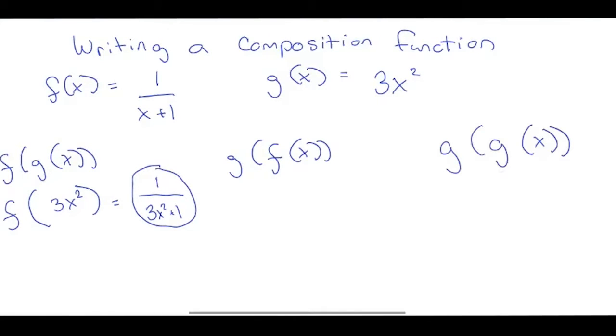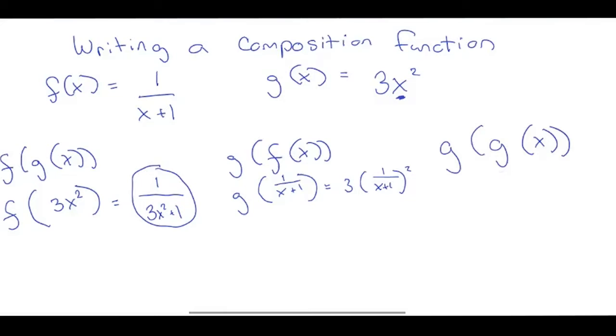All right. Now I'm going to do g of f of x. So g of f of x. Well, f of x is 1 over x plus 1. So every time there's an x in the g function, like right here, I am going to replace that with 1 over x plus 1. So that becomes 3 times 1 over x plus 1 squared.